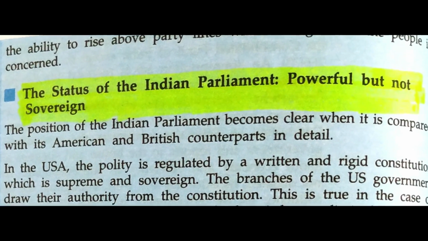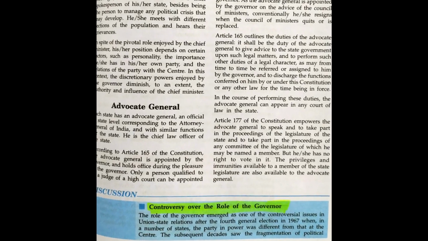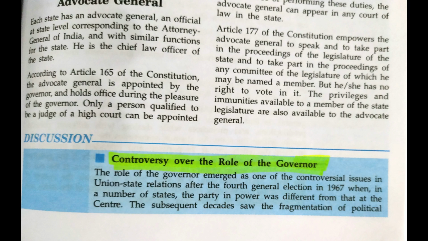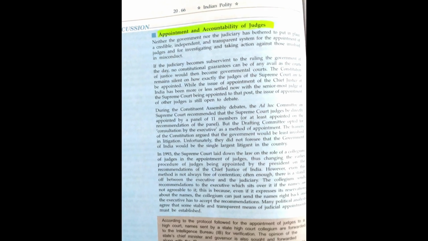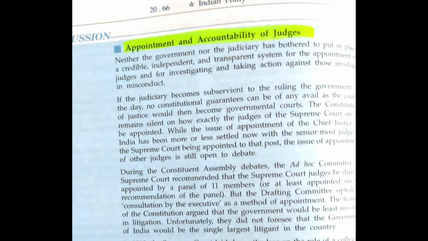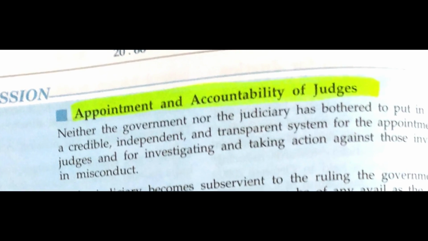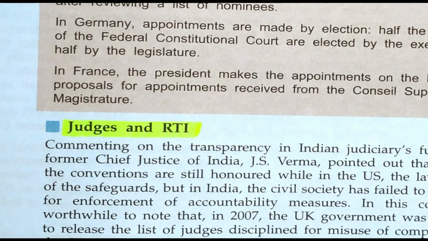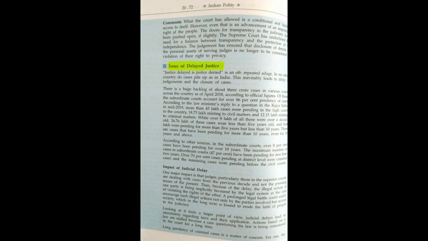The status of the Indian Parliament at the end of Chapter 11. The controversies relating to the role of the Governor in Chapter 13. Several topics after the chapter on judiciary, such as appointment and accountability of judges and RTI, delayed justice and judicial activism. At the end of the chapter on federalism, there is a discussion of cooperative and competitive federalism and the growth of regionalism.